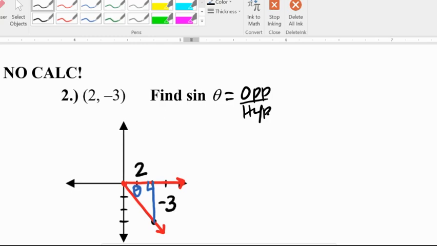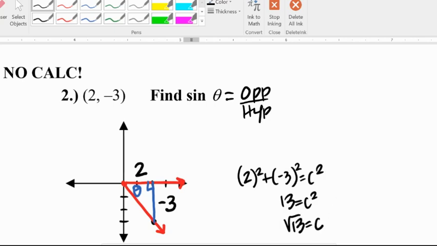And since it's asking for a sine, I need the value of the hypotenuse. So a squared plus b squared equals c squared. 4 plus 9 is 13. Unfortunately, you can't square root 13 and get a perfect answer. It also doesn't break down. So we just get the square root of 13.